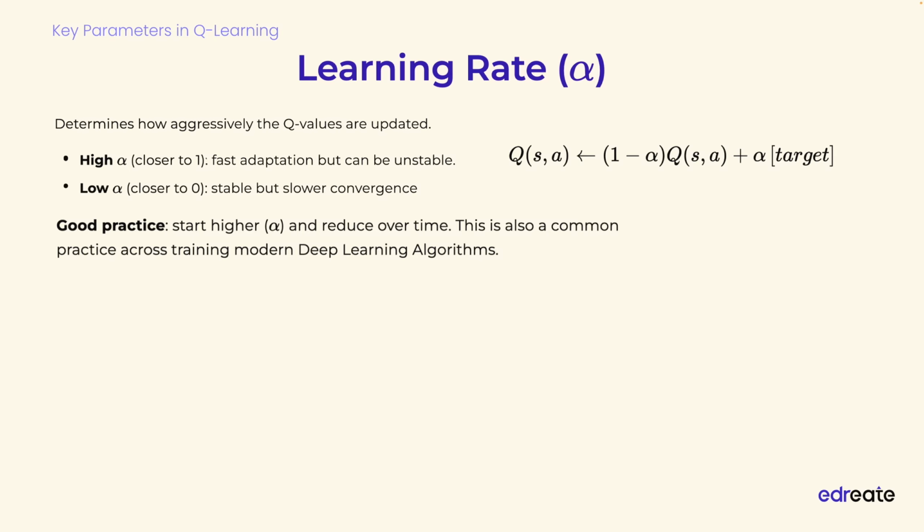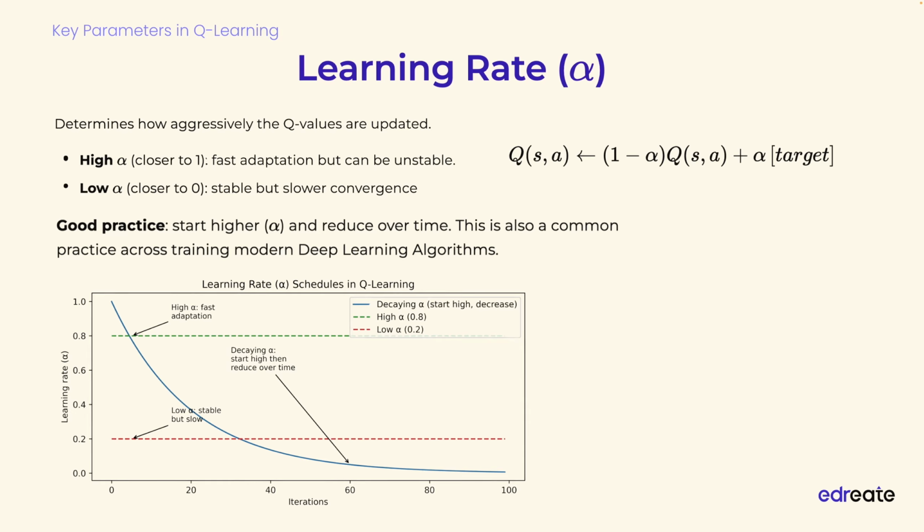For visualization purposes, let's look at this plot. Here we have a learning rate scheduler, where in the beginning we start with a very high learning rate, but as the progress goes on, we reduce it. We also set a lower limit for learning rate so it doesn't reduce too much.